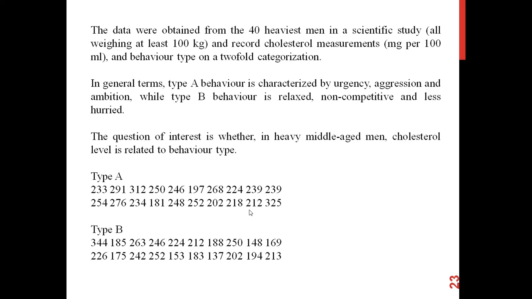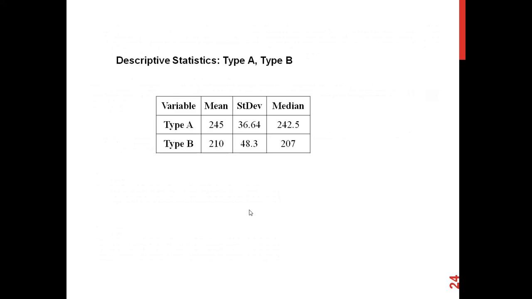Okay. So we have cholesterol levels for two different personality types. We want to see whether the two different types of personalities have different mean cholesterol levels. So if we first compute the sample mean, for type A it turns out to be 245, for type B it turns out to be 210.